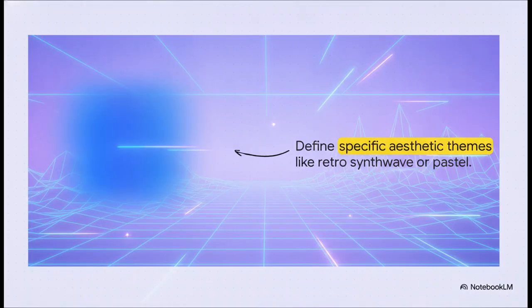To get precise stylistic results, you really have to be specific with your aesthetic themes. You can't just type "make it look cool" or "make it professional." Those terms are way too subjective. You have to explicitly define the stylistic boundaries. You need to use specific, evocative terms like retro synthwave, minimalist pastel, or bold neon industrial. Giving the AI these exact boundaries is absolutely crucial for generating imagery that feels cohesive, high-end, and intentional, rather than just looking like random AI art.